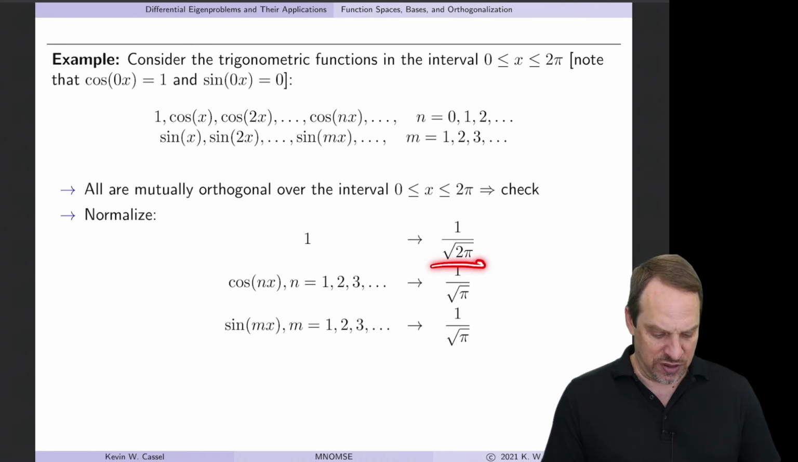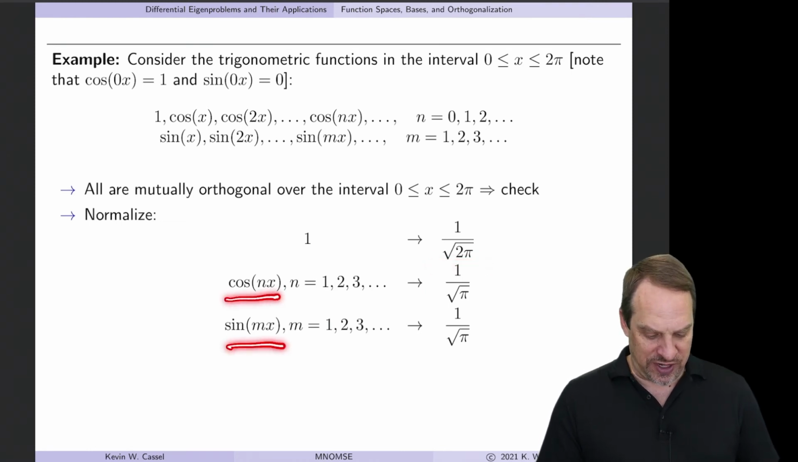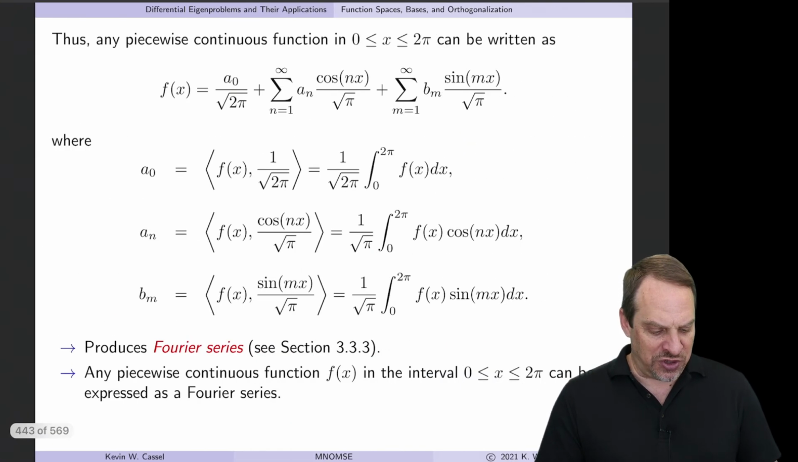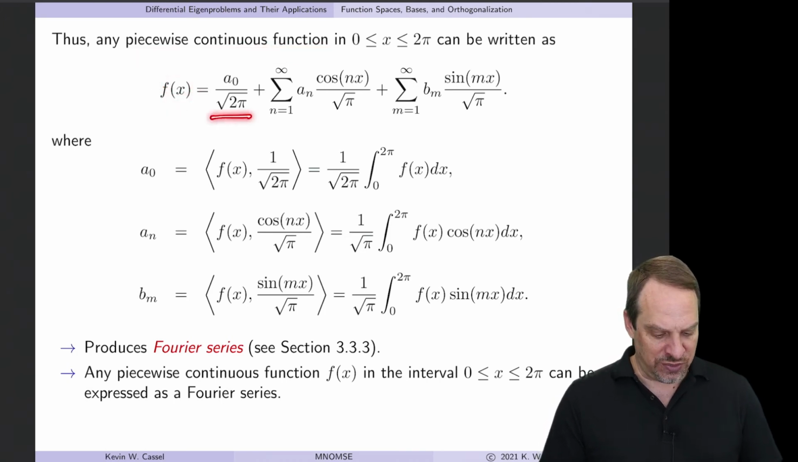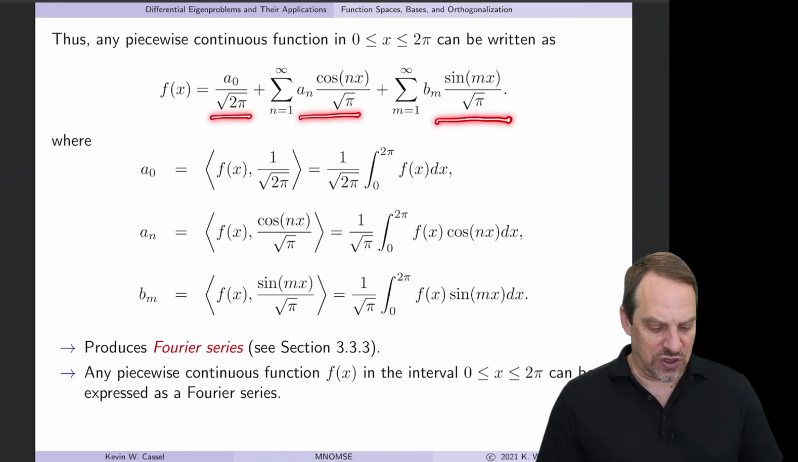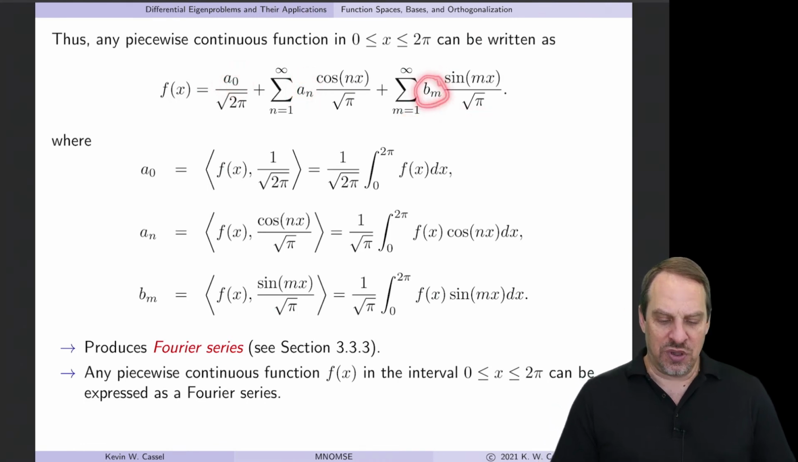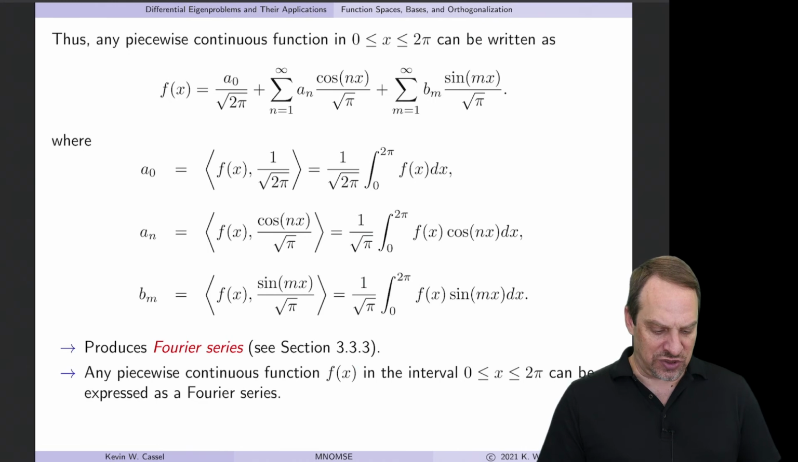For the 1 term, it turns out that to normalize that, you need this factor 1 over root 2 pi. For all the cosine as well as the sine terms, you need this factor 1 over root pi. So if you put that all together, that means that over this interval from 0 to 2 pi, any piecewise continuous function, say f of x, can be written as a linear combination of the constant term, the cosine terms, and the sine terms. So you can see the summation for the cosine, summation for the sines, and we've added these coefficients a0, an, and bm into our linear combination.